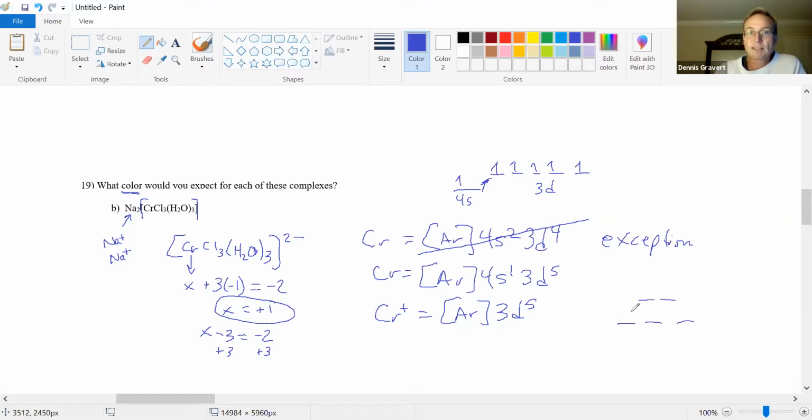We just have to decide, is this a strong field or a weak field? So this is weak. This is strong. It doesn't matter. Both will absorb light. We just have to figure out which one it is. So inside our brackets, we have water and chloride. So are they strong field or weak field?